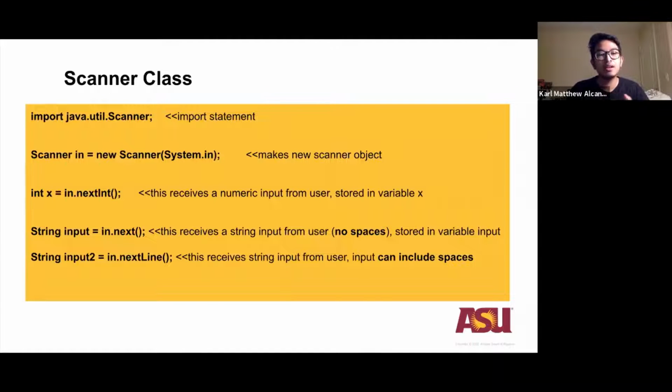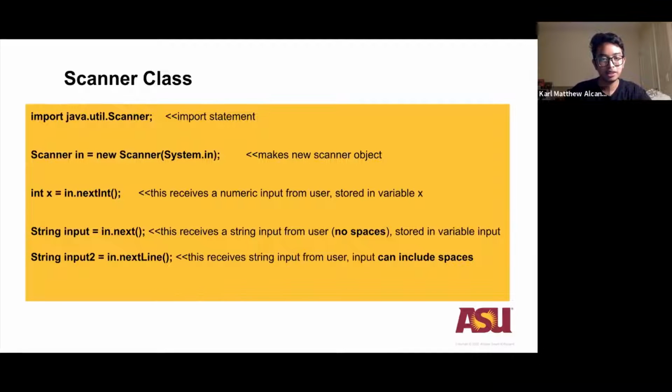So for example, int x equals in.nextInt. What this does is it receives an input from the user, a numeric input, and it stores that numeric input inputted by the user into the variable x. So say, for example, you enter 10 into the integer variable x. So 10 is now stored in the variable x.